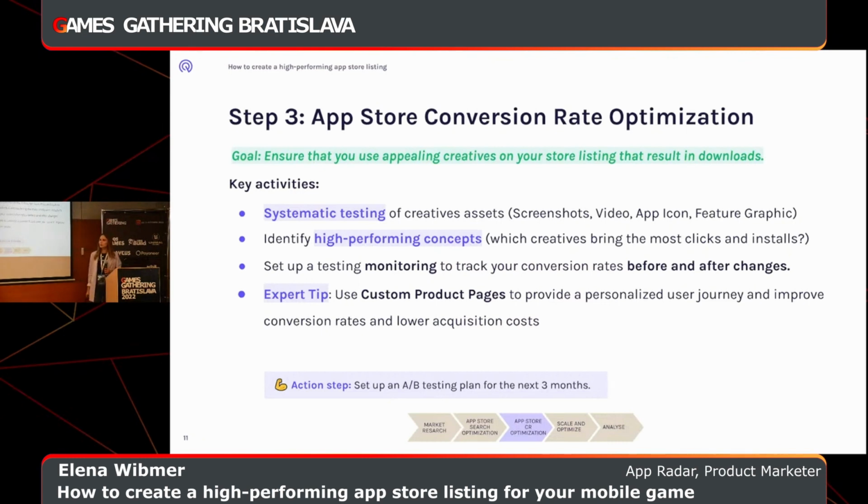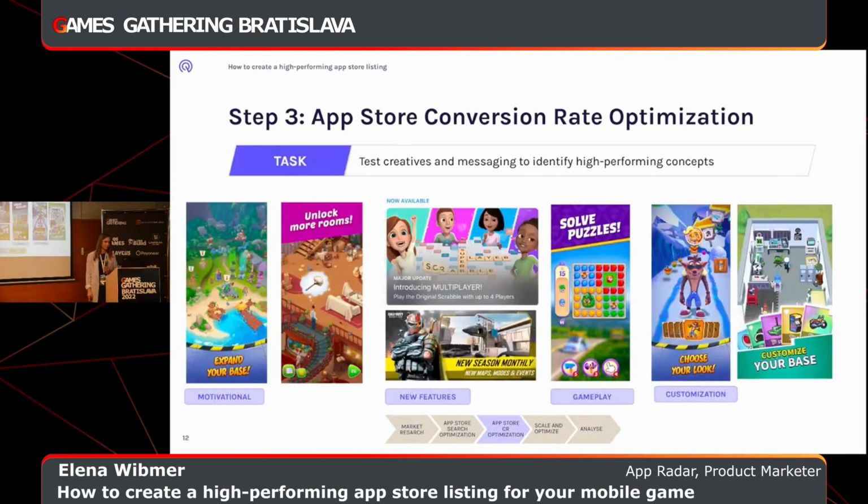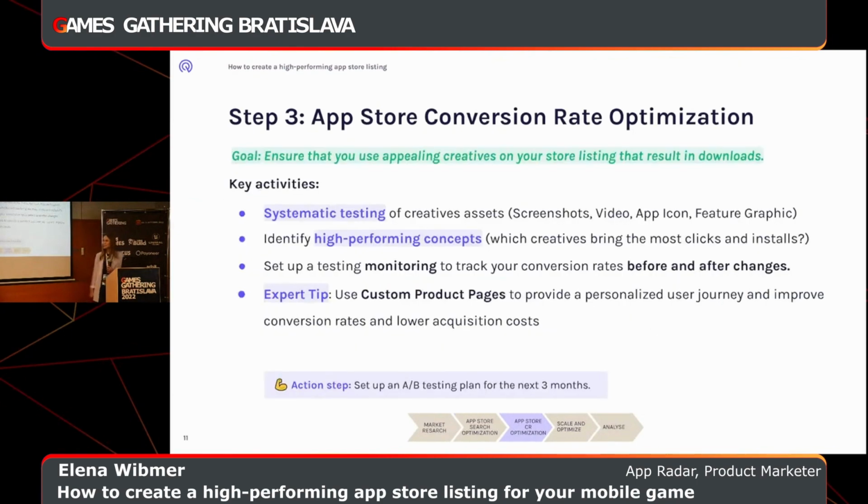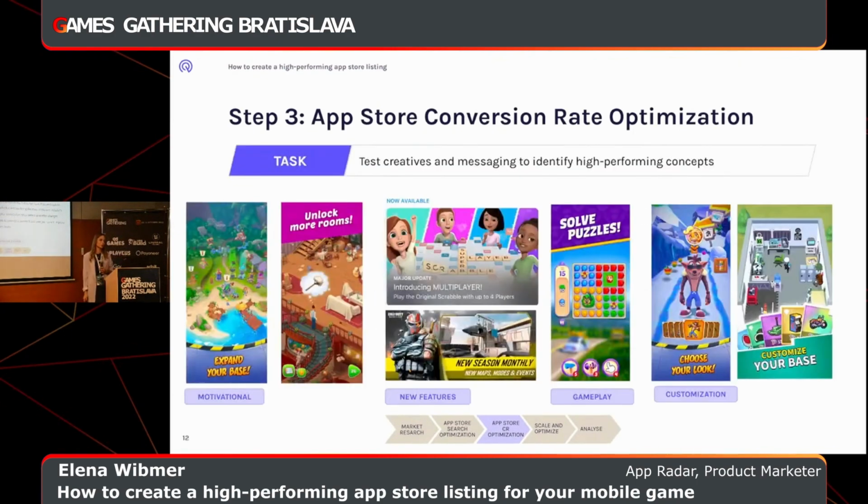And one expert tip, custom product pages would be an option from iOS 15, a feature that helps you provide this personalized user journey for people arriving in your store listing, and helps you improve conversion rates and hopefully lower acquisition costs. So what are the action steps? Try to set up an A/B testing plan for the next 3 months, with some ideas in mind.